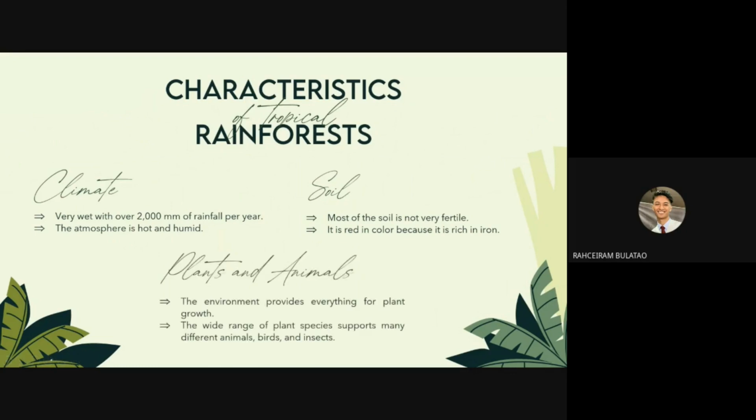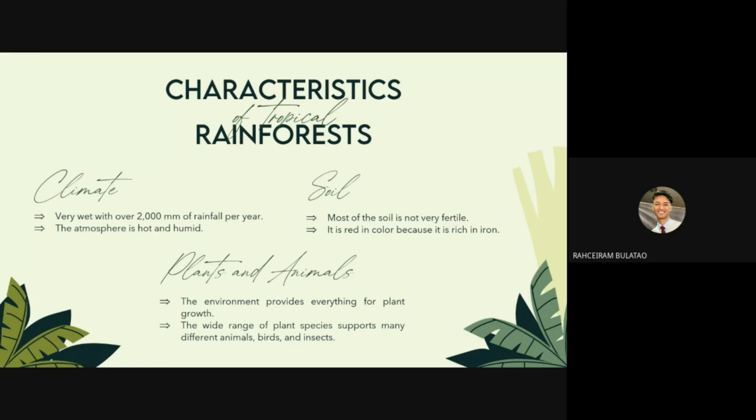plants and animals. The warm and very wet climate provides perfect conditions for plant growth. Many different animals, birds, and insects are supported by the biodiversity of plant species, and species have adapted to the conditions of the rainforest. Trees and plants have shallow reaching roots to absorb nutrients from the thin fertile layer in the soil.